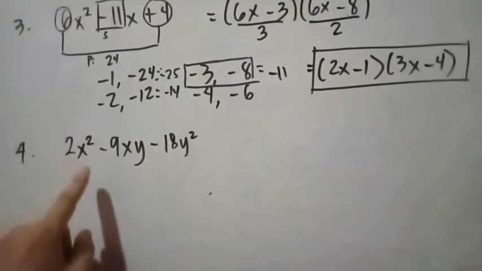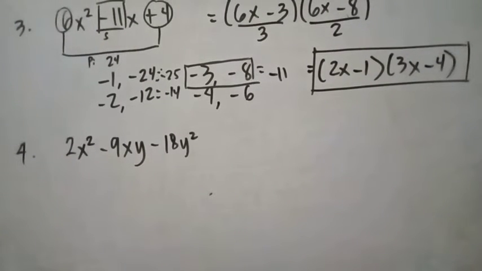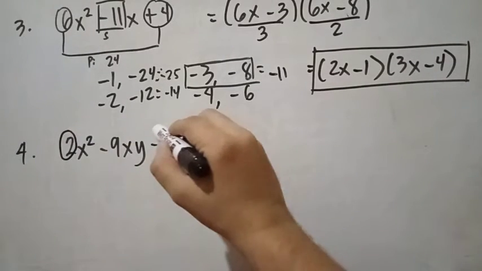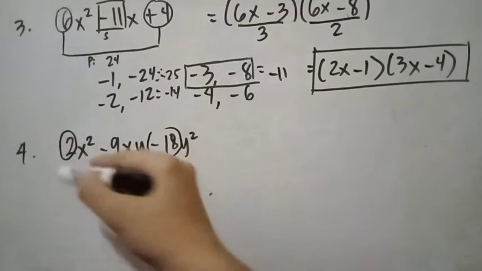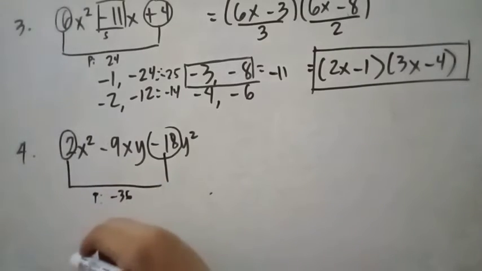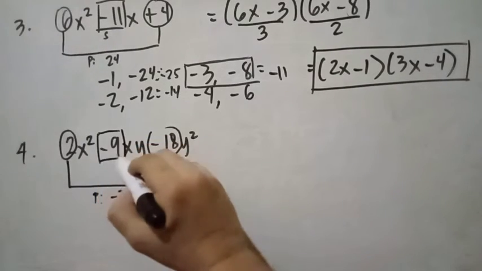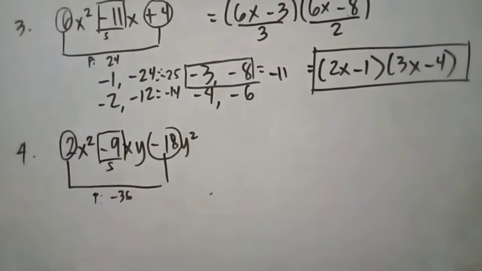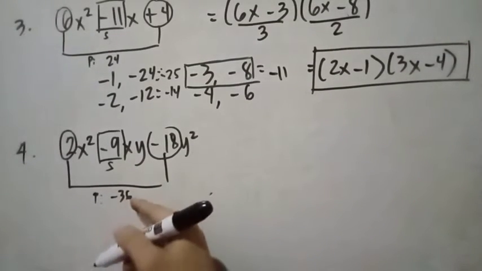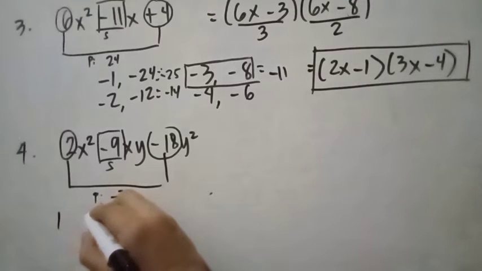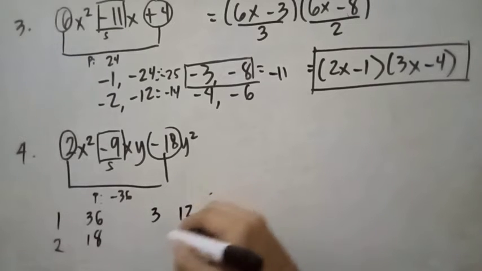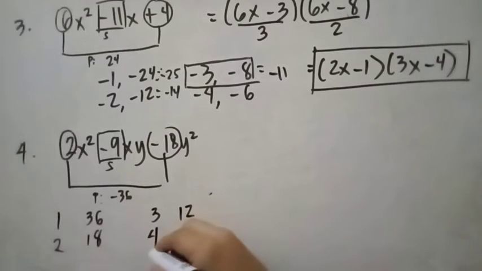Next, number 4. 2x squared minus 9xy minus 18y squared. Once again, AC tayo. We have 2 times negative 18, negative 36. Yan yung product. Tapos yung sum ay yung nasa gitna, negative 9. Tapos again, kunin na natin yung dalawang numbers na yon. Factors muna ng 36: 1 and 36, 2 and 18, 3 and 12, 4 and 9, and 6 and 6.